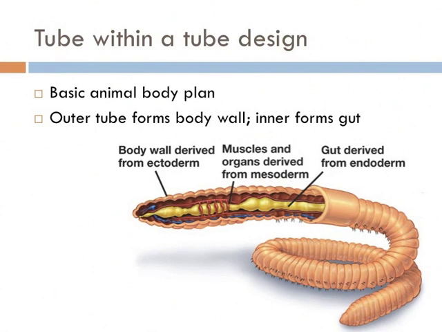In essence, humans have the same body plan, with some minor alterations. We have our outer body, albeit with arms and legs, and within the body we have a sophisticated gut, which we know is the digestive system. This is another example of a tube within a tube design.